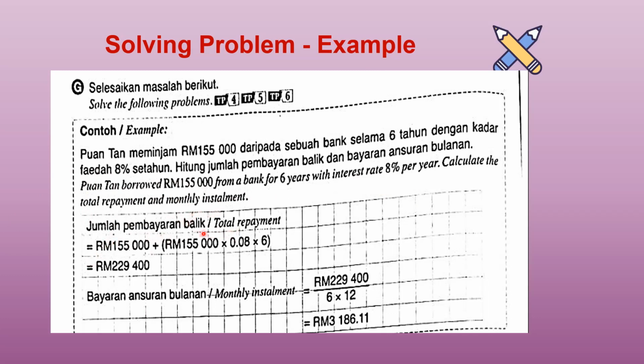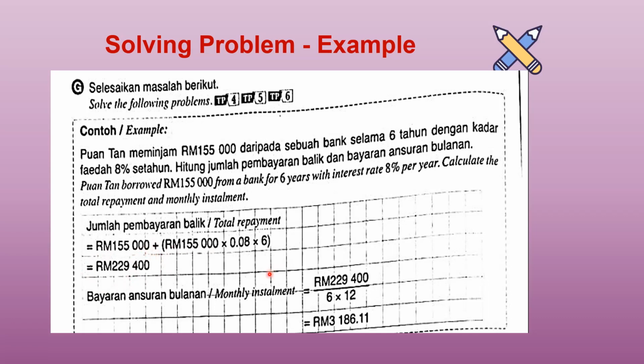So the total repayment is you put here 155,000, plus the total loan, 155,000 times the rate, 0.08. The rate is here 8%, and then times the loan period, 6 years. So times 6. So the total repayment is 229,400. This is the total repayment.